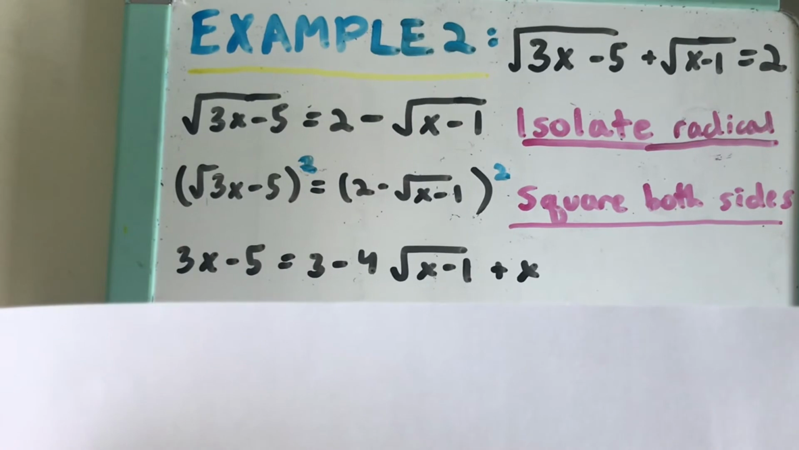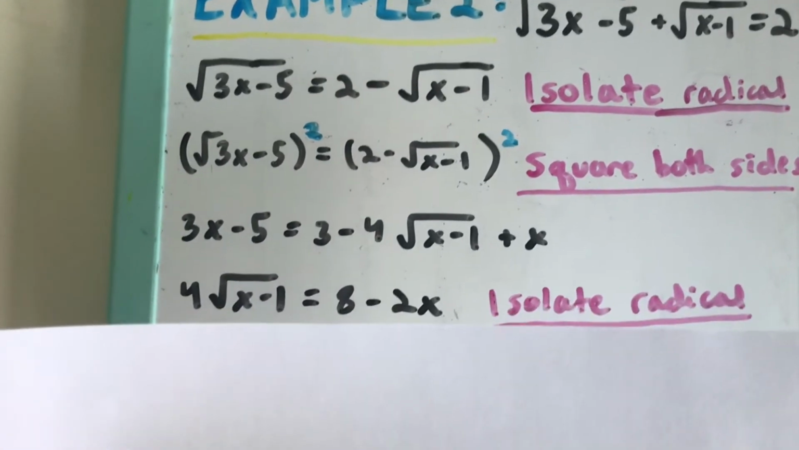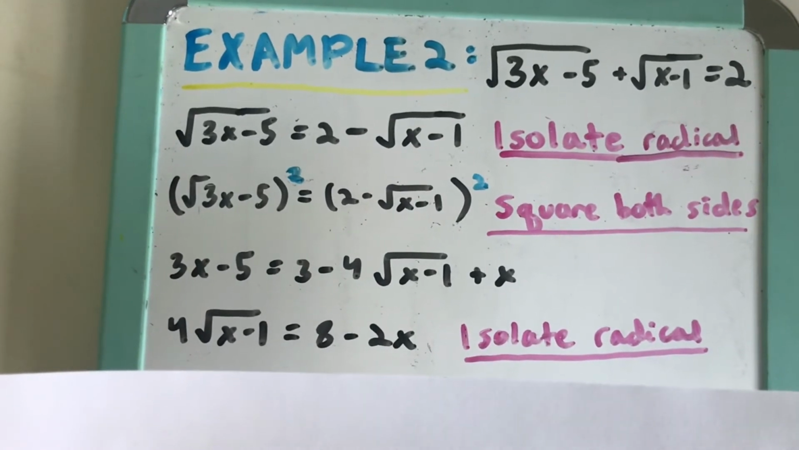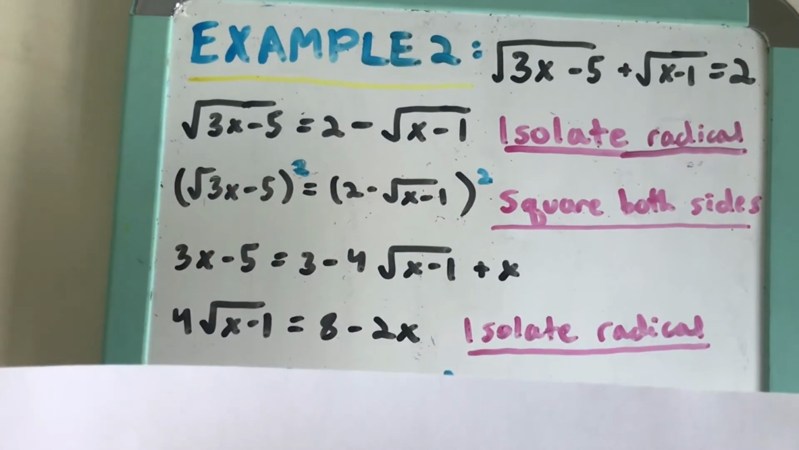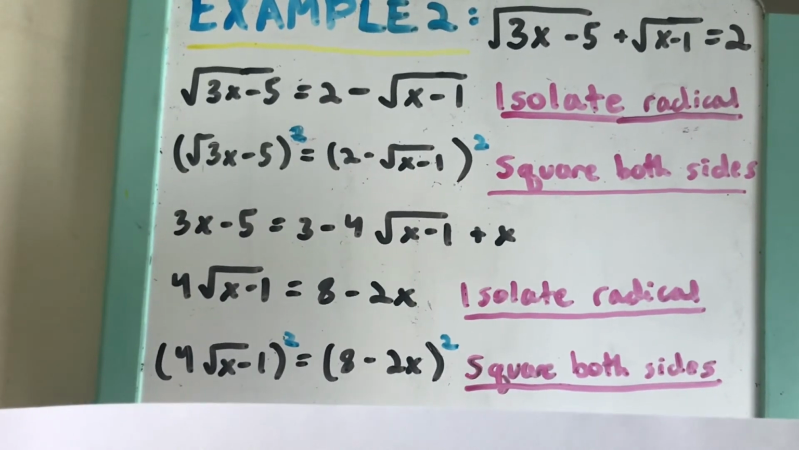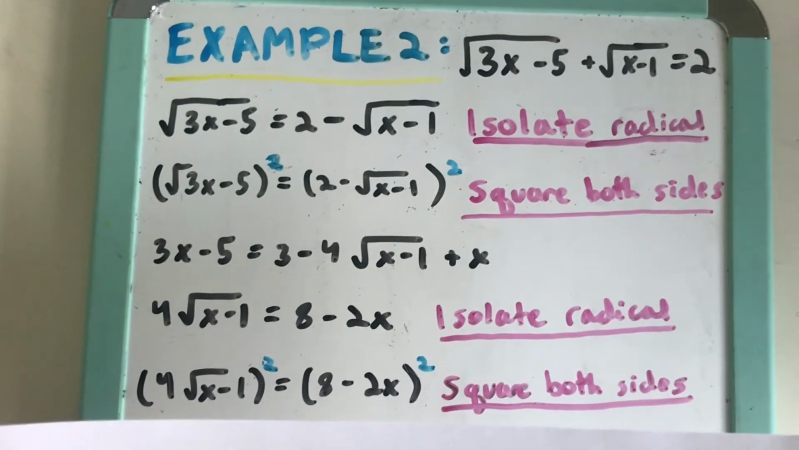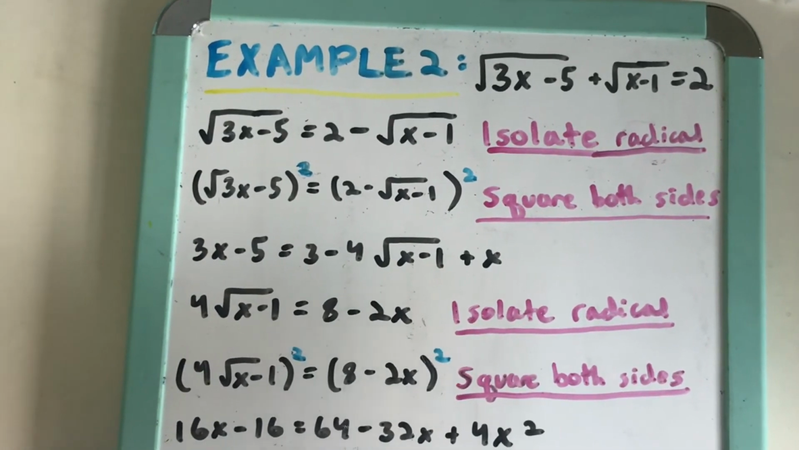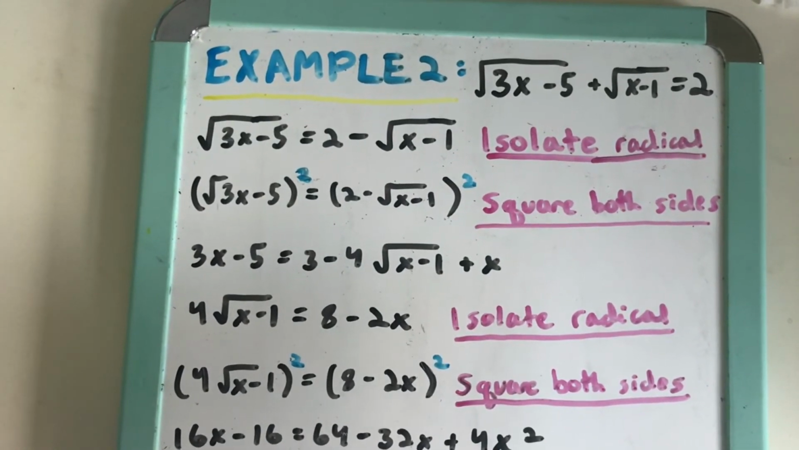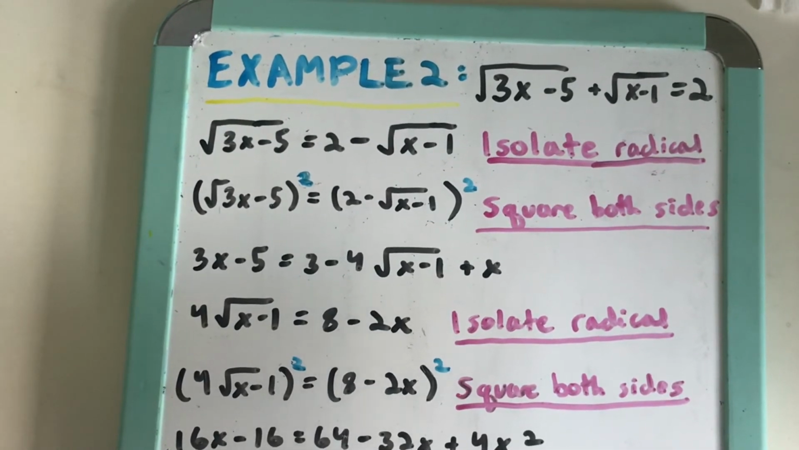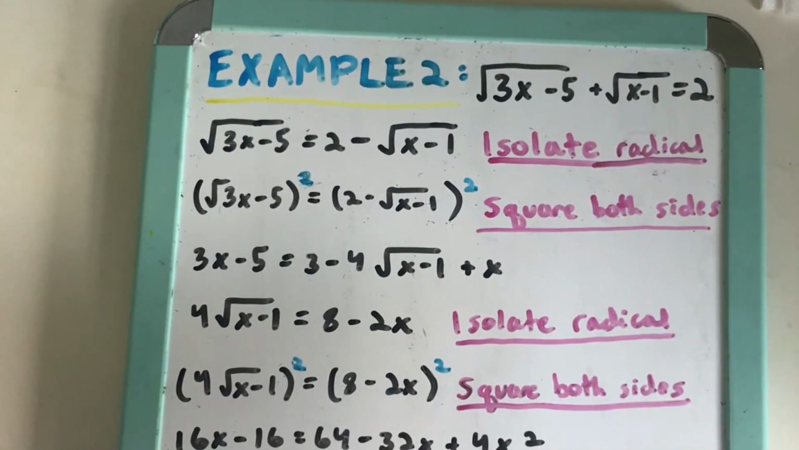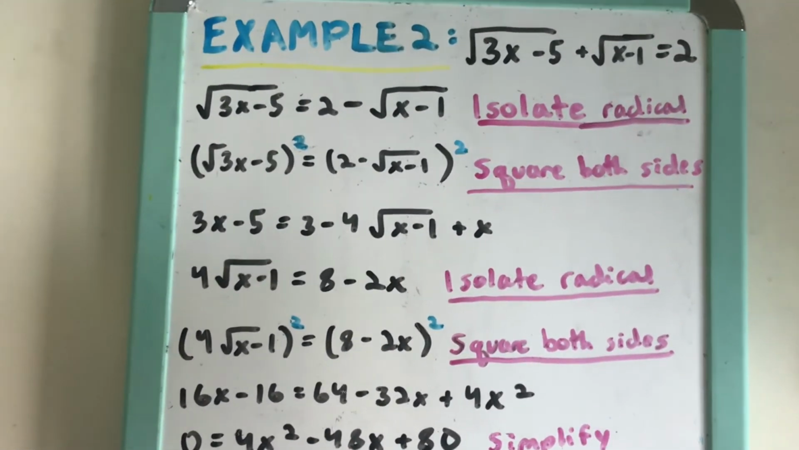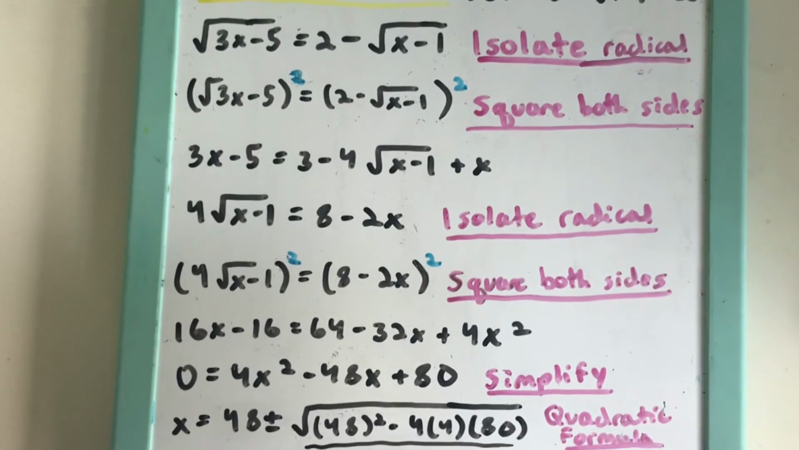Next, you're just going to simplify and get 3x minus 5 equals 3 minus 4 radical x minus 1 plus x, then isolate the radicals once more. Again, you still have that 1 radical x minus 1 left, so you got to square both sides to get rid of it. Next, just simplify again. It's really the same steps, so as long as you keep the process in mind, you'll be able to do this, even if it takes a little more time. Simplify again and combine like terms until you can have something that you can set to 0.